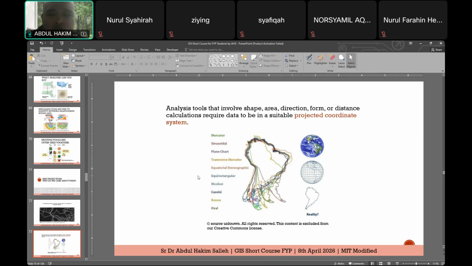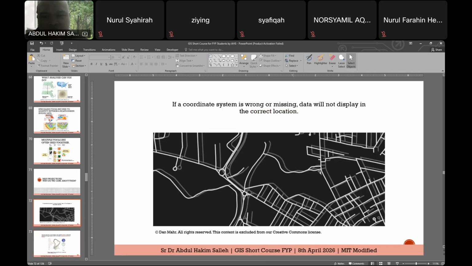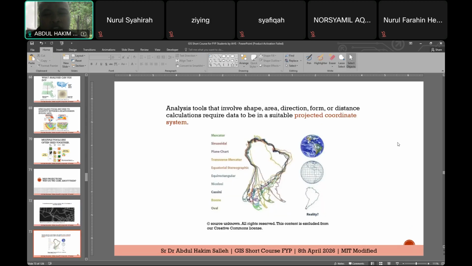If you want to work with an international company, a GIS company, okay, you need to make sure what type of projected coordinate system they are using. If not, the data will be like this. Data will be like this. Which one is the correct one? Is it the right hand side or the left hand side? You cannot assume. You need to support your answer. Okay, right.